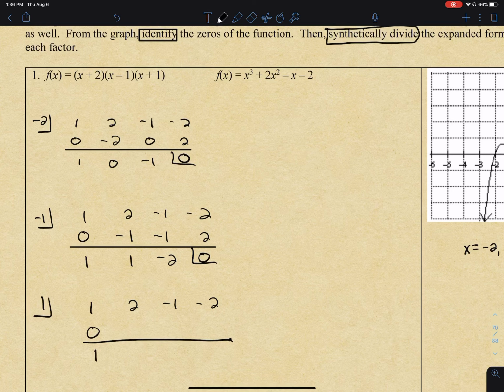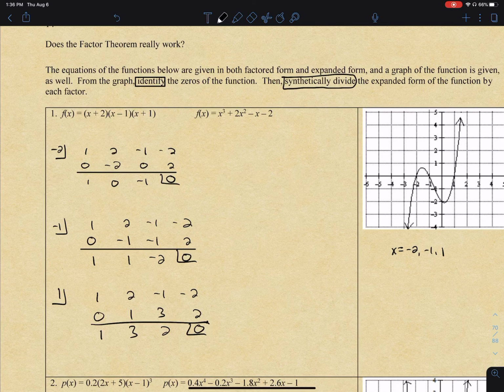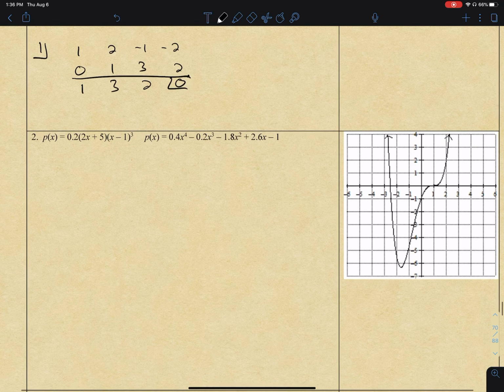Zero and 1 is 1. 1 times 1 is 1. 2 plus 1 is 3. 1 times 3 is 3. -1 plus 3 is 2. 1 times 2 is 2. Remainder 0. So it looks like this actually works, the factor theorem. We've already established the remainder theorem works.